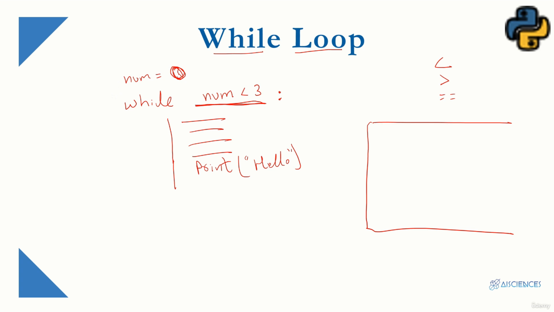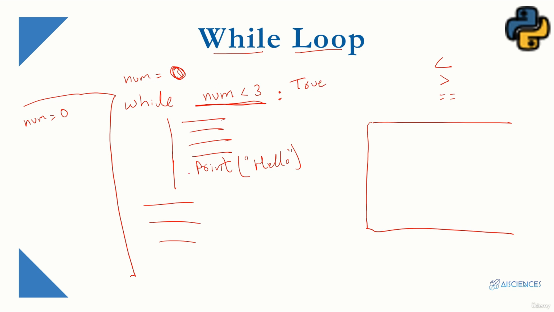So number is 0. Remember, number is 0. Here on the left-hand side, I have a screen to show the values of variables. So right now, number is 0, right? So if number is 0, then is this statement true or false? 0 is less than 3. Yeah, that is true. If this statement is true, then the body will be executed. But if this statement is false, then the body will not be executed and the code will proceed with the further lines of code that are here, right?